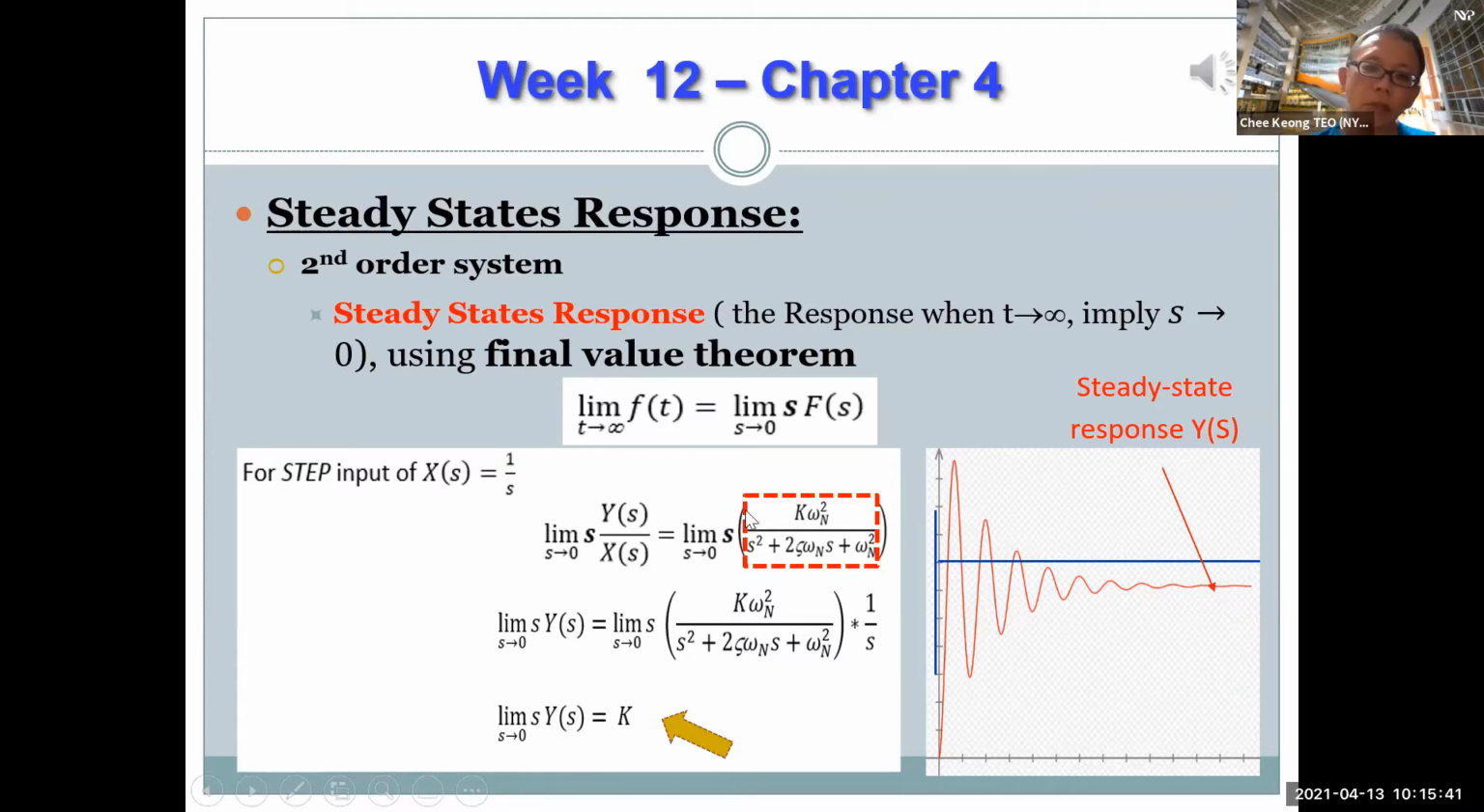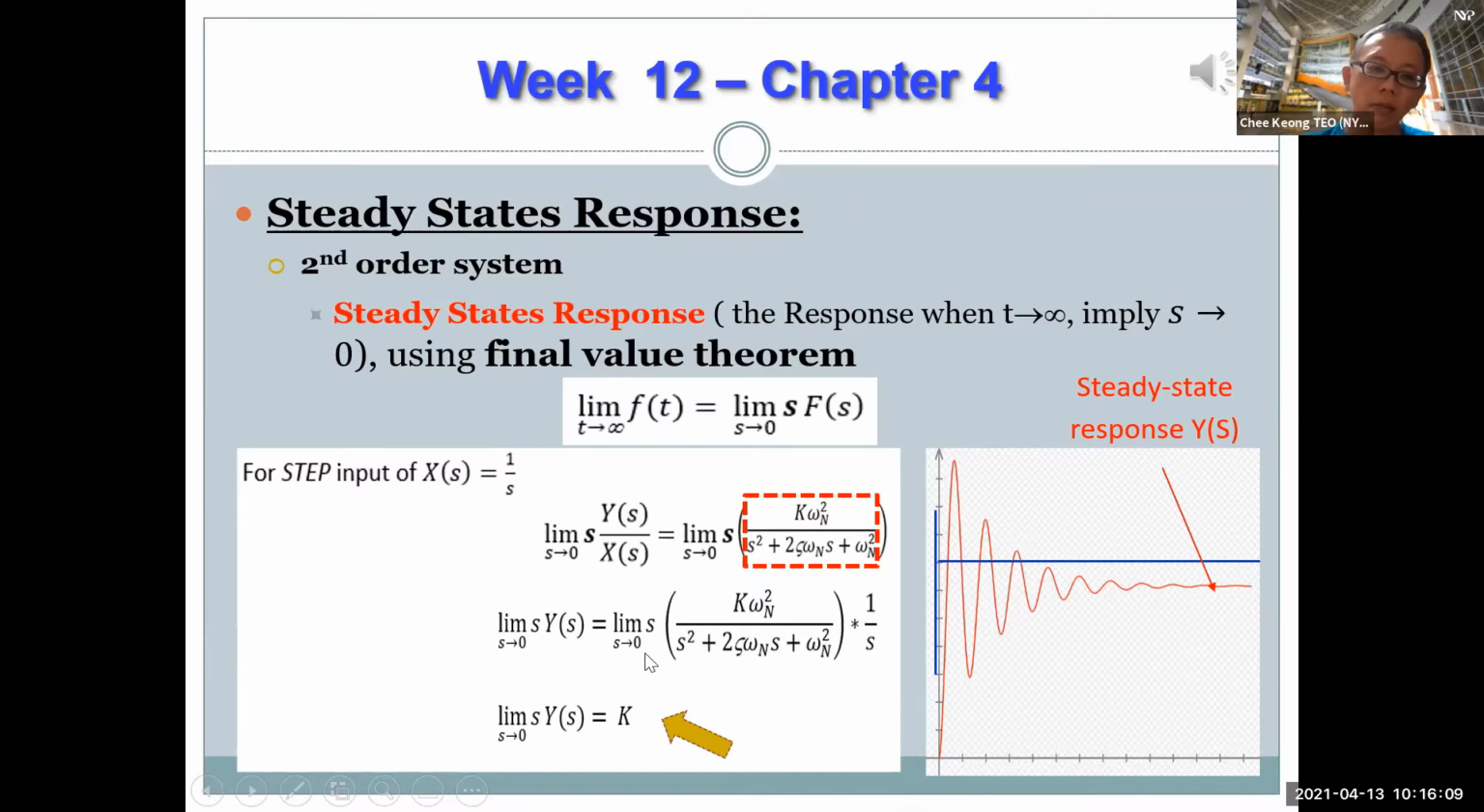Now, of course, if we use a second order, then our generic equation will have to change from K over tau S plus 1 to K omega n squared over S squared plus 2 zeta omega n S plus omega n squared. So this is a generic equation for your second order transfer function, right? So again, using the same method, we need to shift the input to the right hand side and then replace the input by 1 over S, and then you can cancel out this S, right?